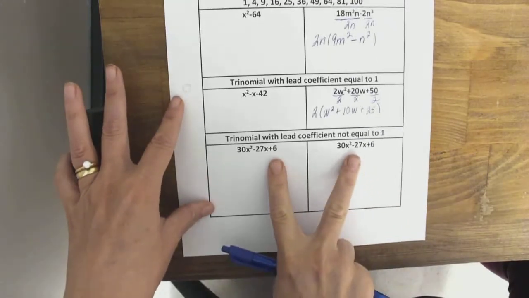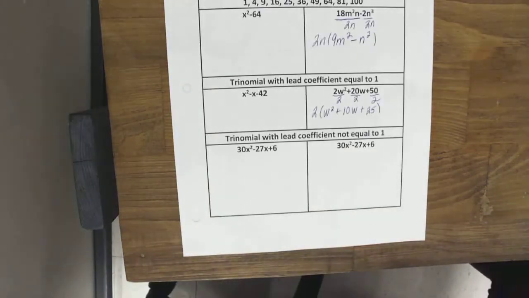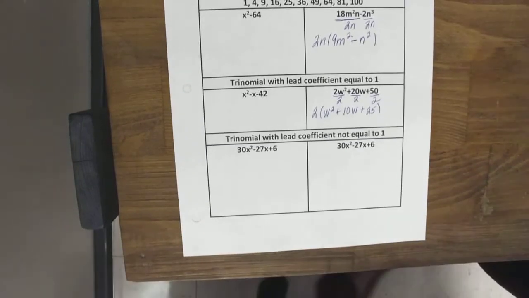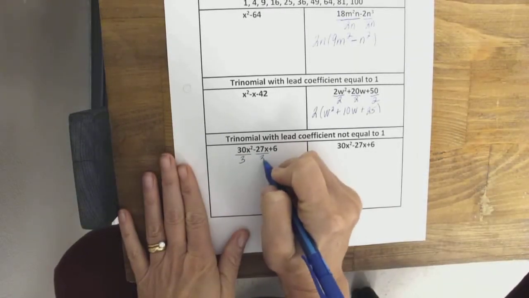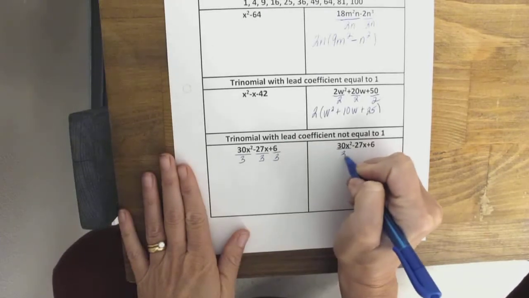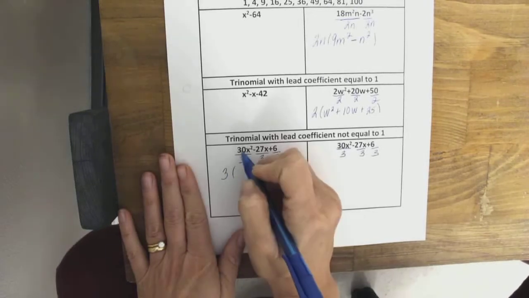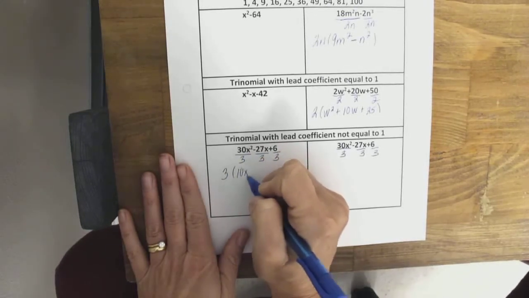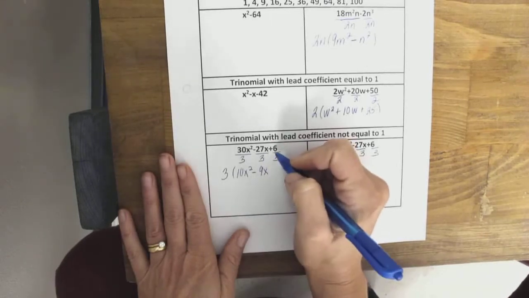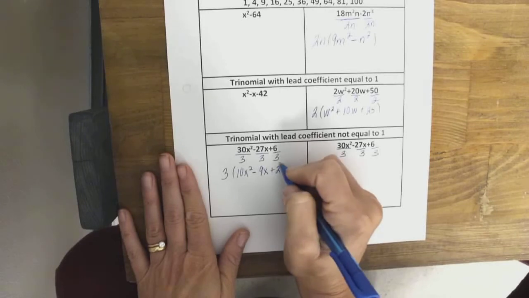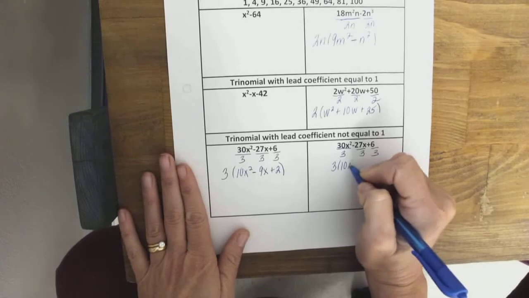Down here, if I look at these two at the bottom, I will notice when I look at both of those that I could divide a 3 into each. They are both actually the same problem. I'm just going to show you a couple ways to do those. I'm going to divide a 3 into each one. When I do that, I'll get a 3. 30 divided by 3 is 10. Negative 27 divided by 3 is negative 9. 6 divided by 3 is 2. Same thing here. I'll just recopy it. It is the same problem.